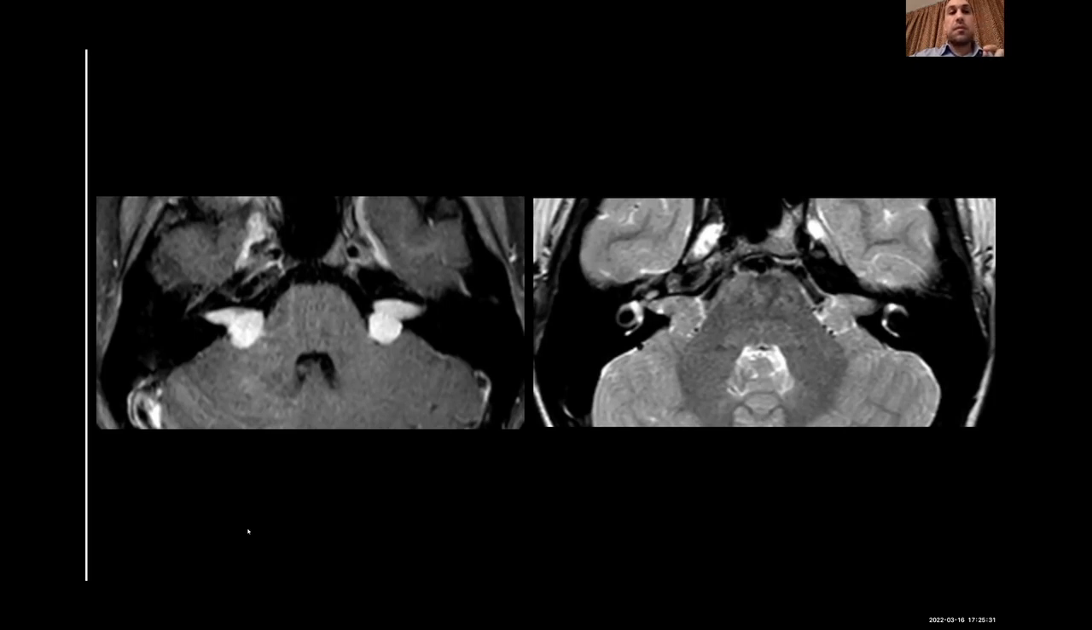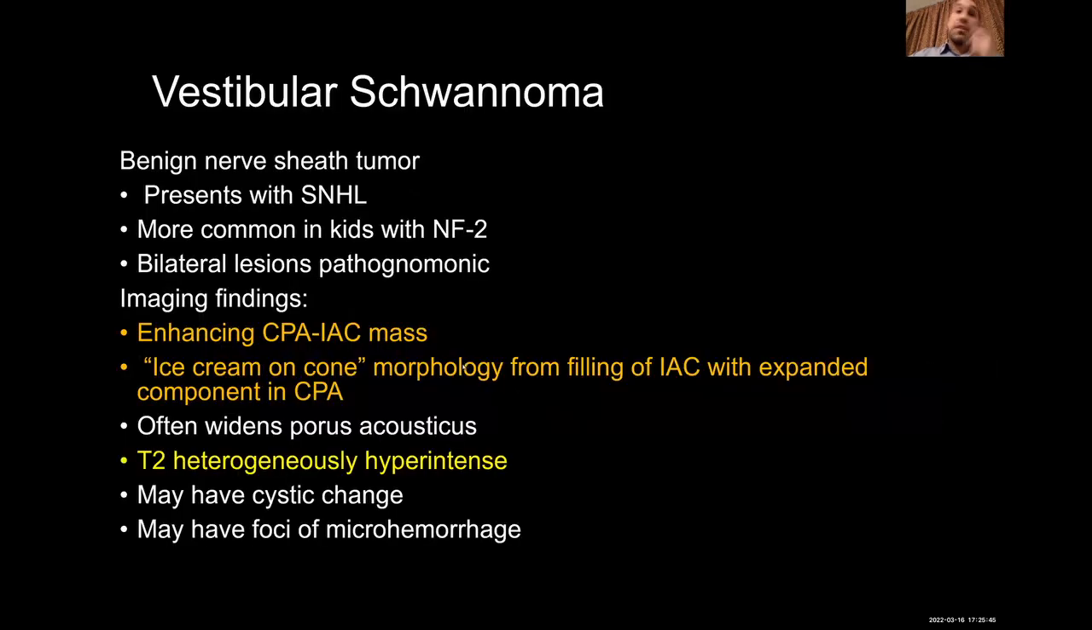Describe the pathology first, then include neurofibromatosis in your management. But you have to describe the pathology first. Bilateral schwannoma. So it is vestibular schwannoma associated with sensorineural hearing loss, the ice cream on cone.